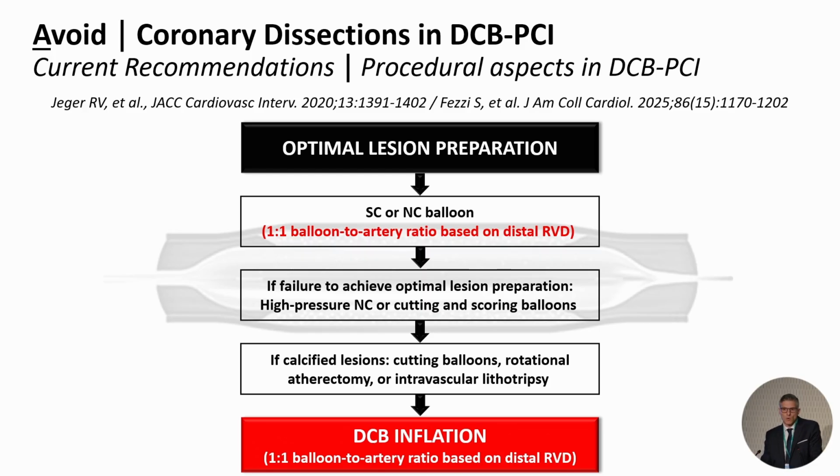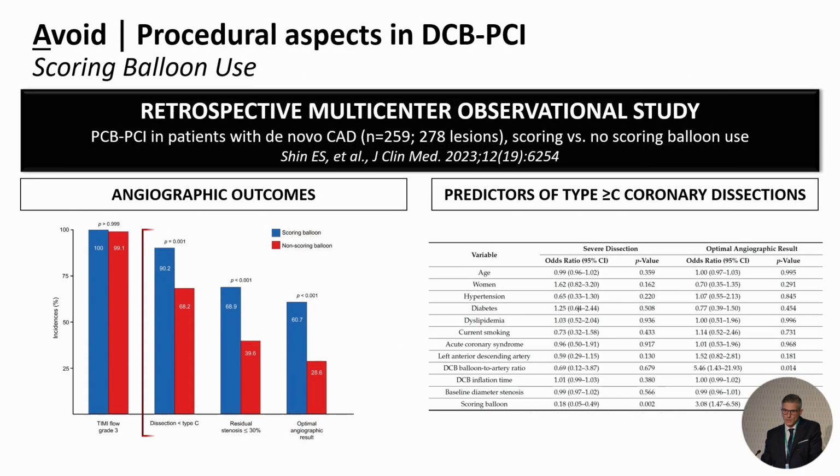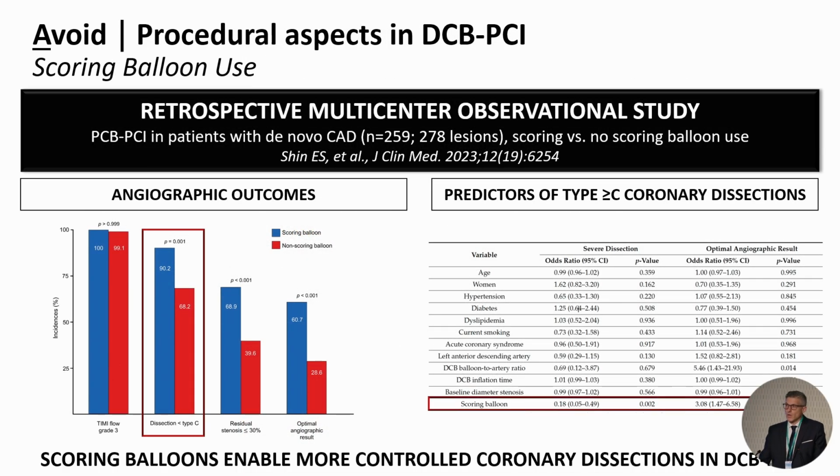The first one is using a 1-to-1 balloon-to-artery ratio based on distal reference vessel diameter, and this is for semi-compliant and non-compliant balloons used to prepare the lesion, but as well for the DCB that will be used to treat the vessel. We already discussed, and some previous speakers have discussed, the emerging role of scoring balloons in DCB PCI, and here I want to highlight that it's an emerging tool not only for lesion preparation and obtaining lumen gain, but as well in order to prevent the occurrence of flow-limiting coronary artery dissections.